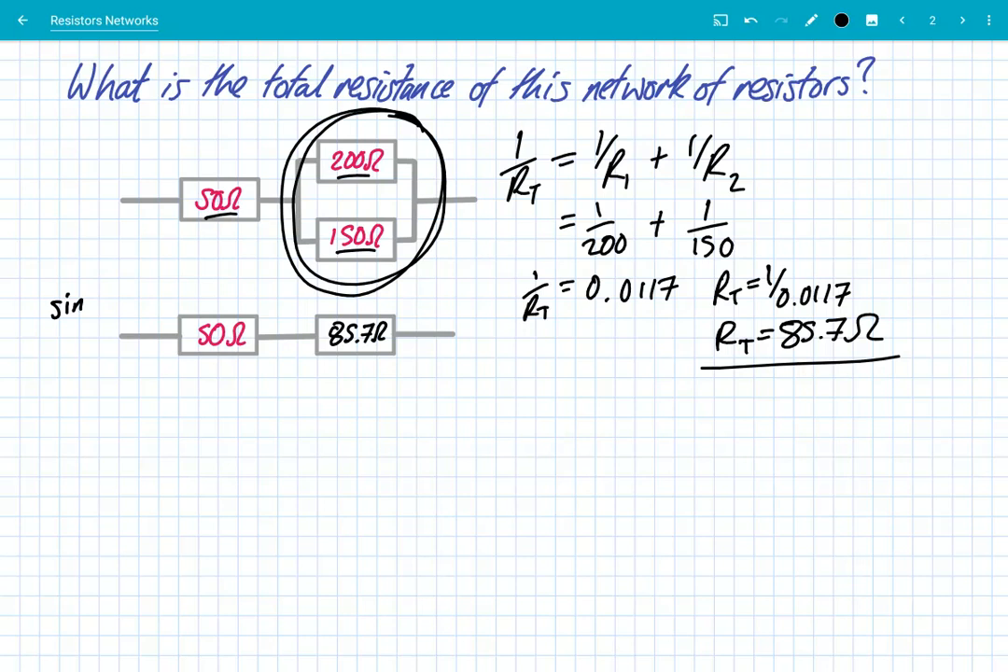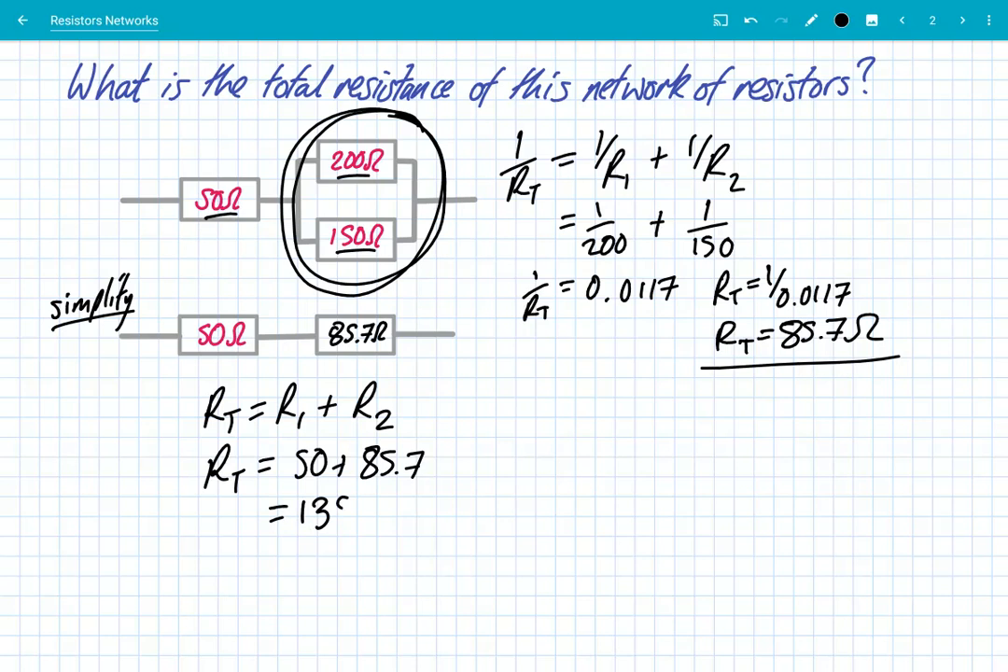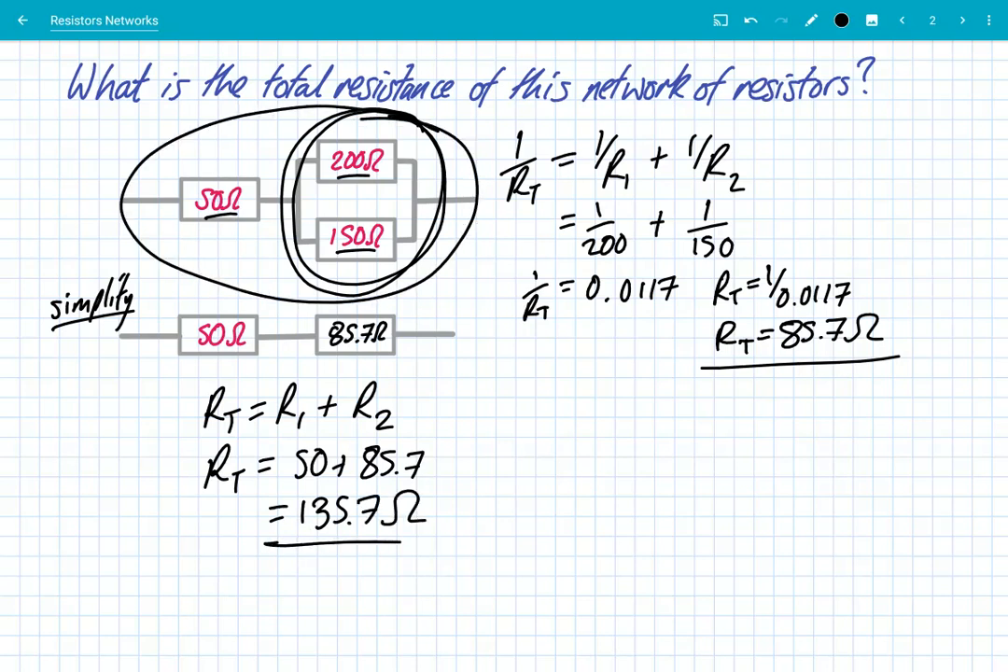Through this process, we've simplified the circuit, and now we've just got two resistors in series. We can use our formula for resistance in series: RT is equal to R1 plus R2. So the total resistance now is simply 50 ohms plus 85.7, and we have a total combined resistance of 135.7 ohms. That's the total resistance of this complete resistor network. The method we used there was to start off with the parallel components of the network, simplify it down, and then add the resistors in series once you've simplified.